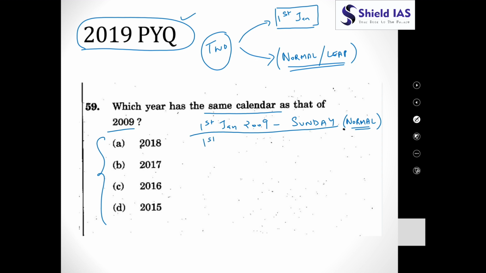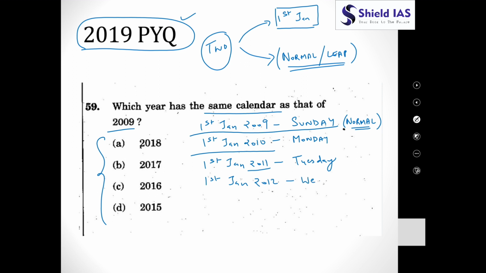Okay, so if 2009 is a normal year, what will be the day on 1st January 2010? We will be adding 1. So it will come out to be Monday. What will be the day on 1st January 2011? It will come out to be Tuesday, because we are crossing 2010, and 2010 is also not a leap year. What will be the day on 1st January 2012? What are we crossing? We are crossing 2011. Is 2011 a leap year or not? It is not a leap year.